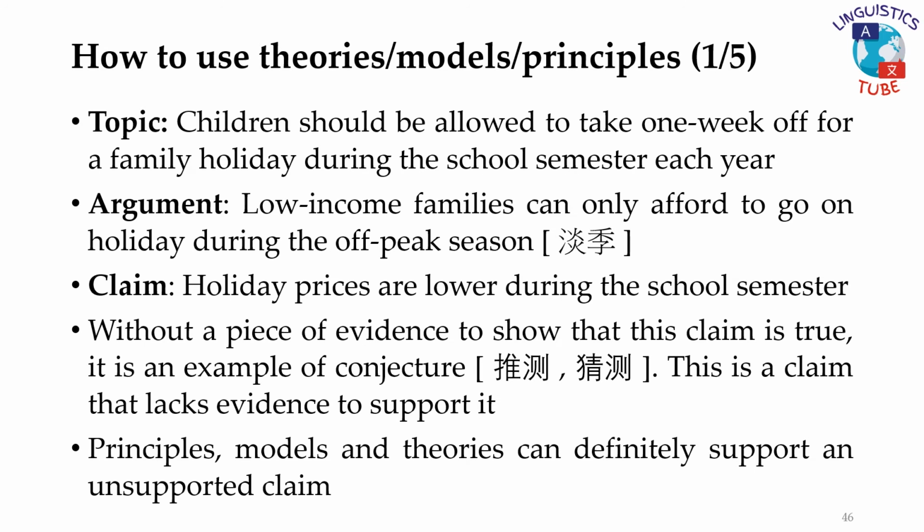If you wanted to create an argument on this topic, you might claim that low-income families can only afford to go on holiday during the off-peak season because holiday prices are lower during the school semester. But the point is, how do you know that this claim is correct? You need something external to support your claim. Without it, this is a perfect example of conjecture. We will learn about conjecture soon, but basically, conjecture is a claim that lacks evidence to support it.